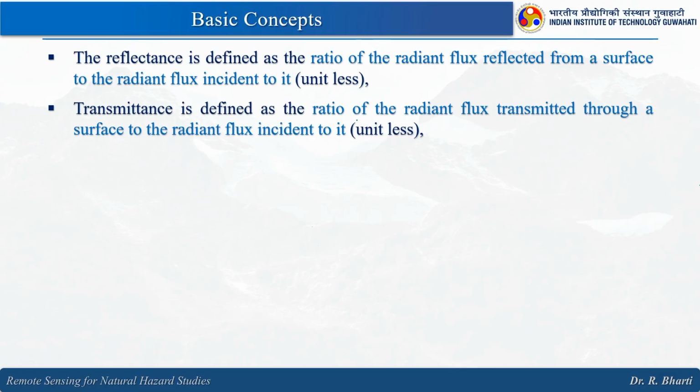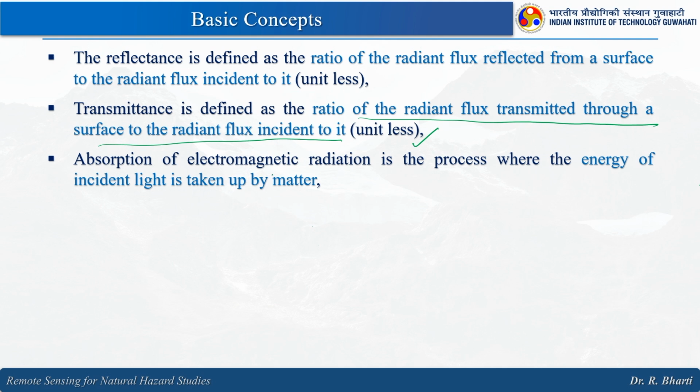So, the transmittance is defined as the ratio of the radiant flux transmitted through a surface to the radiant flux incident to it. This is again a unitless property. Absorption of the electromagnetic radiation is the process where the energy of the incident light is taken up by the matter. So, this absorption, transmittance, reflectance, all of these are unique property, unique value which can be used to measure or identify the material, right.